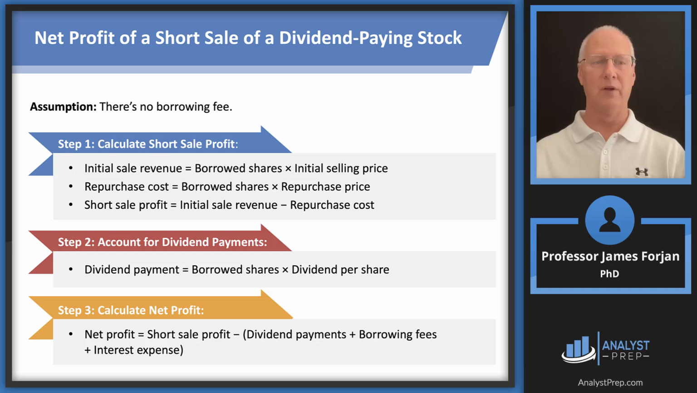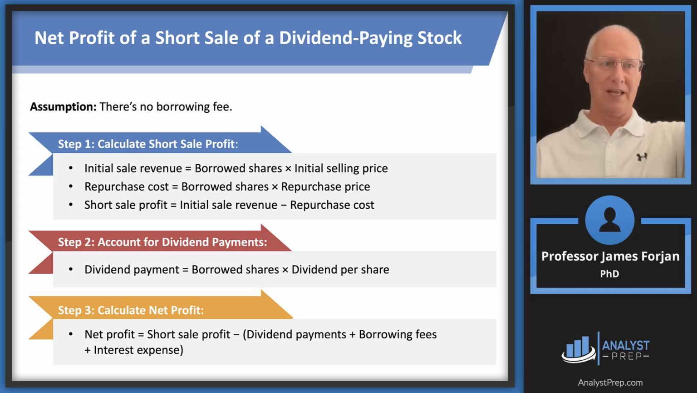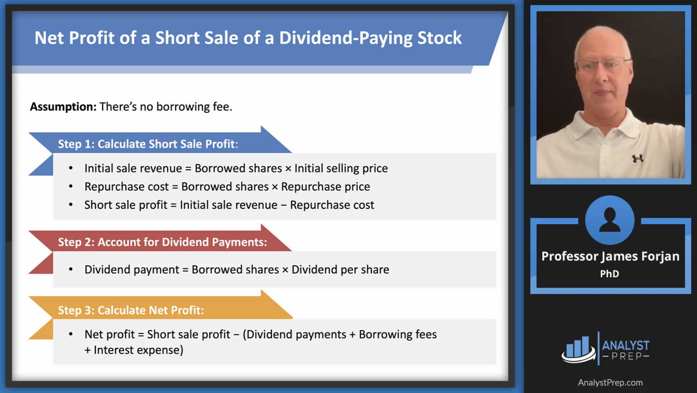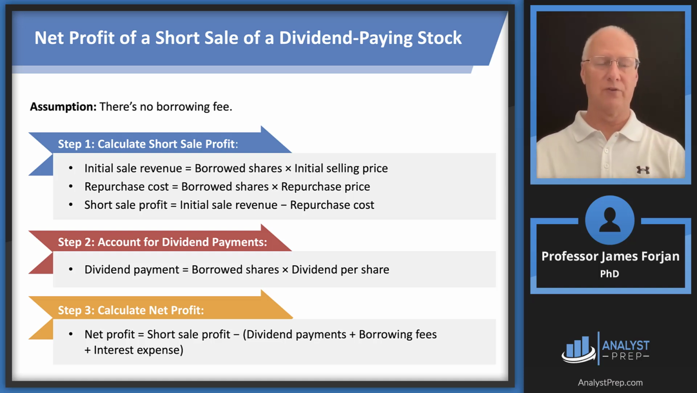So what we're going to do is we're just going to compute our initial sales revenue, right? We sell the shares and then we generate income, right? Revenue, and then we repurchase them. And then the short sale profit is just going to be the difference between the selling high, say that's 150, and the buying low, say that's 50. So there's $100. That's our short sale profit.